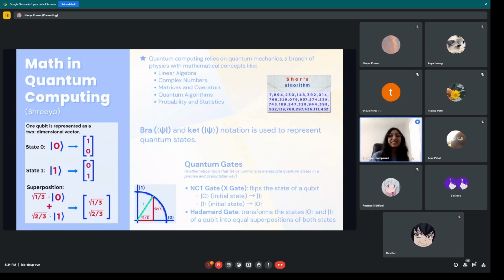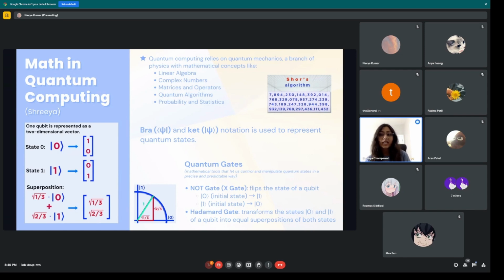Now diving into the math part of quantum computing. As we mentioned earlier, quantum computing relies on quantum mechanics, which is a branch of physics with mathematical concepts like linear algebra, which is used to manipulate quantum states and operations, complex numbers, which are important for describing quantum states accurately, matrices and operators, and quantum algorithms.